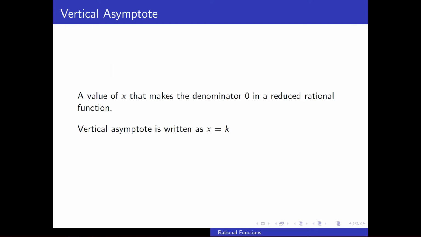To find the vertical asymptote, first recognize that a vertical asymptote would be the value of x that makes the denominator 0, if you have already reduced the rational function. In other words, you've canceled off as many factors as possible. The vertical asymptote is a vertical line, so it is written as x equals k.